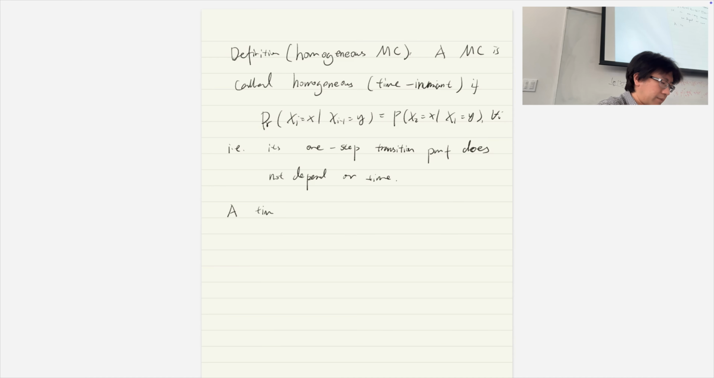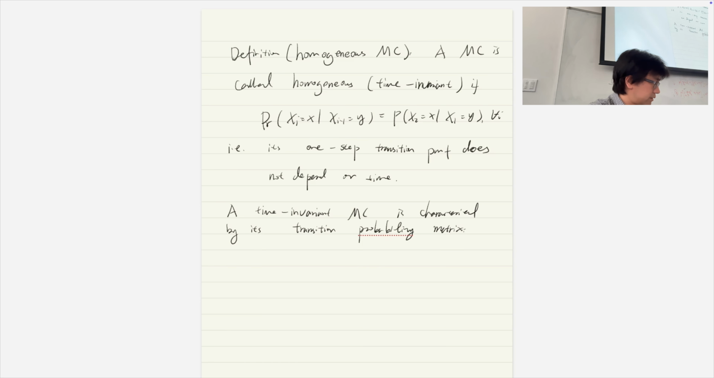Okay, so now let's define the transition probability matrix. We say a time-invariant or homogeneous Markov chain is characterized by its transition probability matrix, given by the following.